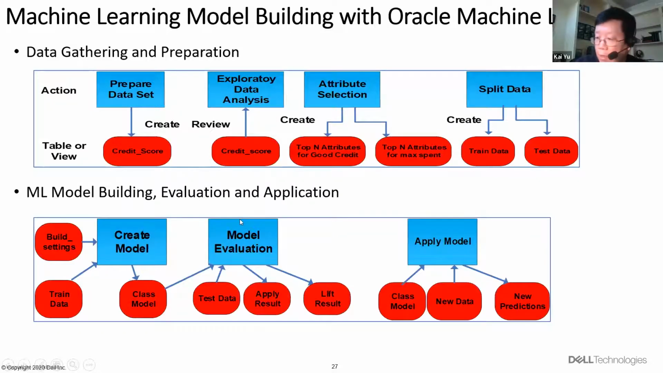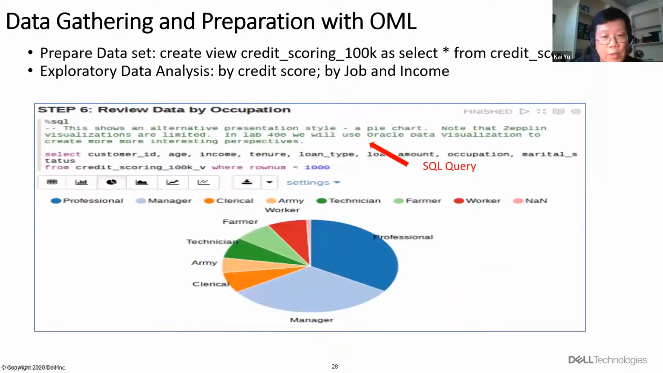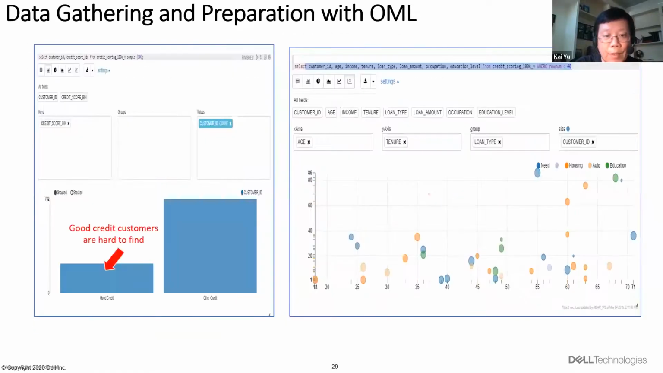So let's spend a few minutes to finish the process. First, as we just discussed, we want to prepare the data. To understand the data, we use this pie chart. This also shows how many people have good credit and bad credit, so we want to understand the distribution. You will see not only the query is important, the graphical interface is also critical for understanding this model.